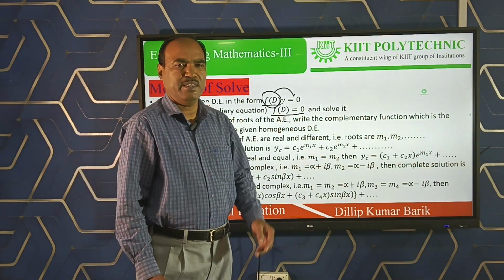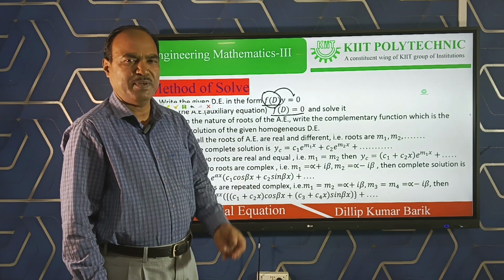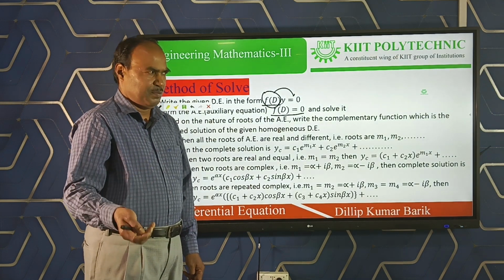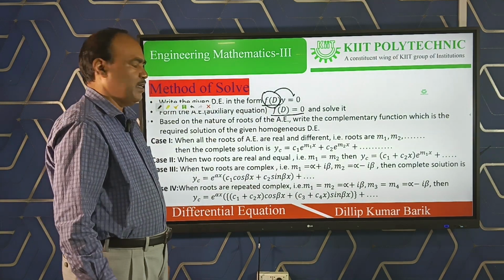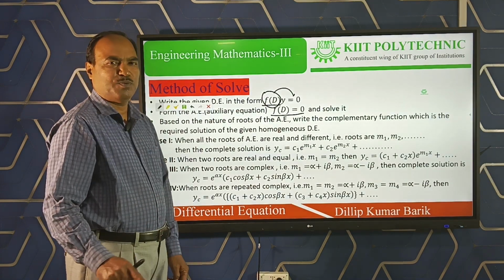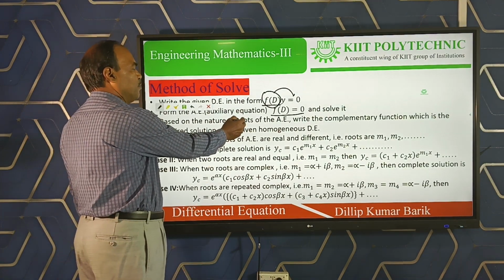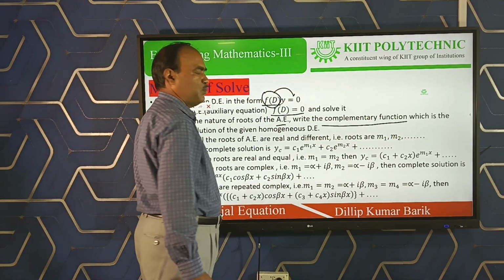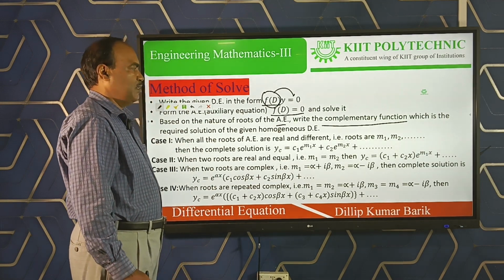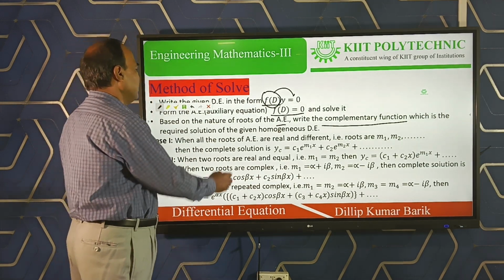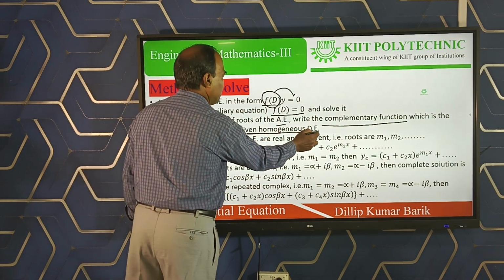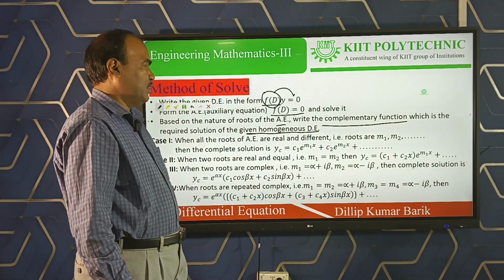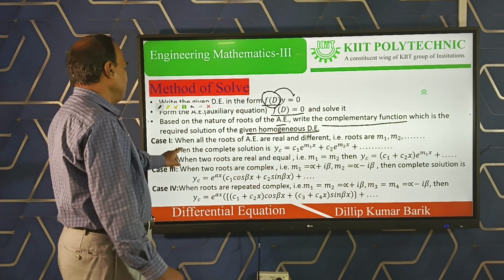Nature of roots means these may be non-repeated real numbers, repeated real numbers, or maybe imaginary or complex numbers, like the alpha plus i beta form or 3 plus 4i form. In this way, based on the nature of roots of the auxiliary equation, write the complementary function. These are the procedures for solving a linear differential equation with constant coefficients and getting the required solution of the given homogeneous equation. Particularly today we will discuss only the homogeneous case, meaning the right side of the differential equation is 0. There are 4 steps.